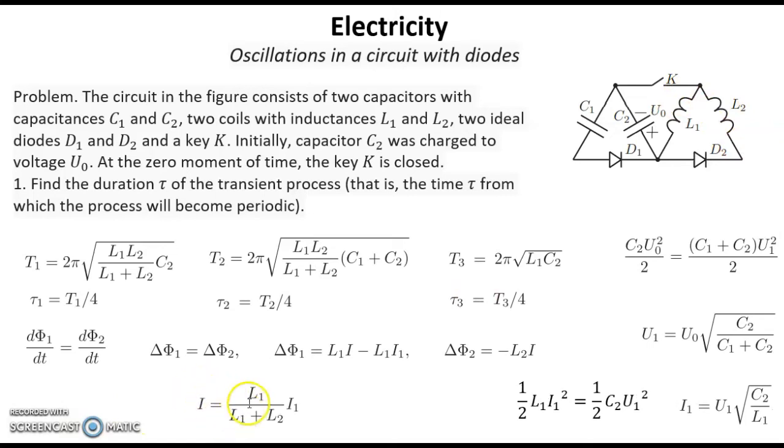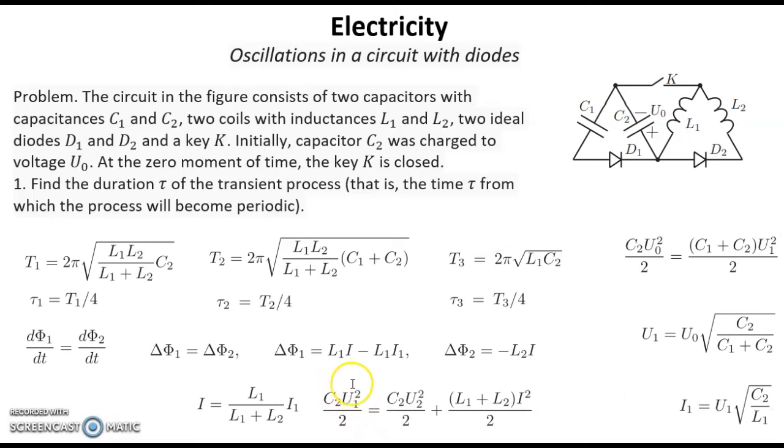That will be this expression for this current. Let's count what is voltage on second capacitor in this particular moment, because now we have energy conservation, and we have total initial energy on the second capacitor. That's equal to final energy on this capacitor plus energy in these two coils. This is the formula.